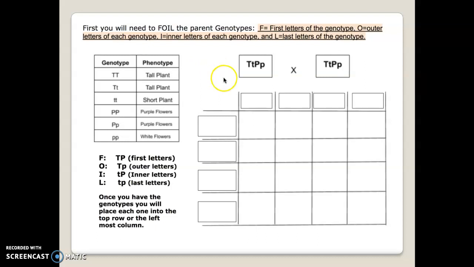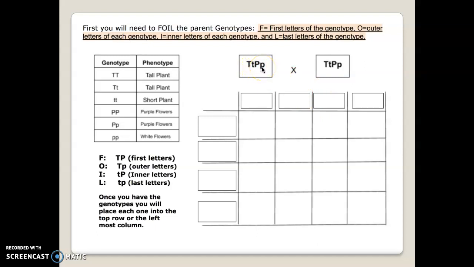So if I was to do that, I would take the first letters of the genotype, so big T, big P, and I would put them right here. Outside letters is big T, little p, and I would put those right here. Inside letters, little t, big P, in the third box, and last letters, little t, little p.